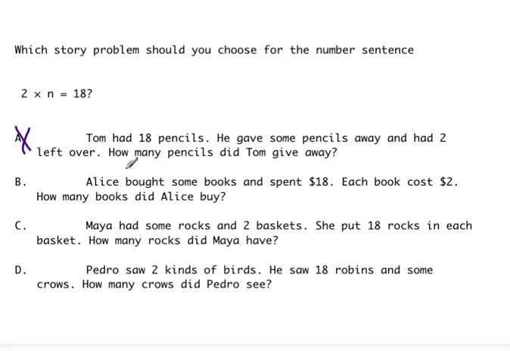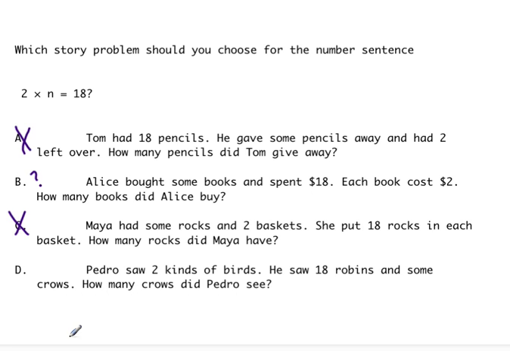Alice bought some books and spent $18. Each book cost $2. How many books did Alice buy? Well, here's some numbers. 18 is my total. This is the amount of each book. I'm going to think about that. It could be letter B. Maya had some rocks in 2 baskets. She put 18 rocks in each basket. How many rocks did Maya have? This doesn't show 18 in each basket. This shows 18 as my total. So that's not going to work.